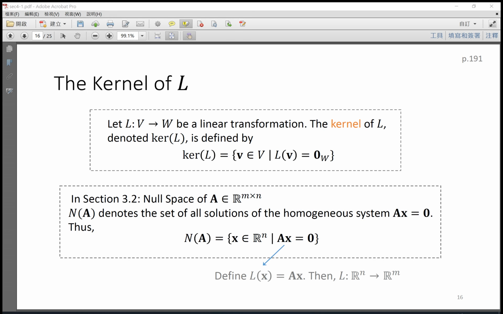The null space of a matrix is closely related to the kernel of L. Let A be a matrix in R^(m×n). Then recall that the null space of A is the set of all vectors x in R^n such that Ax equals the zero vector. Or we can say the null space of A is the set of all solutions of the homogeneous system Ax = 0.